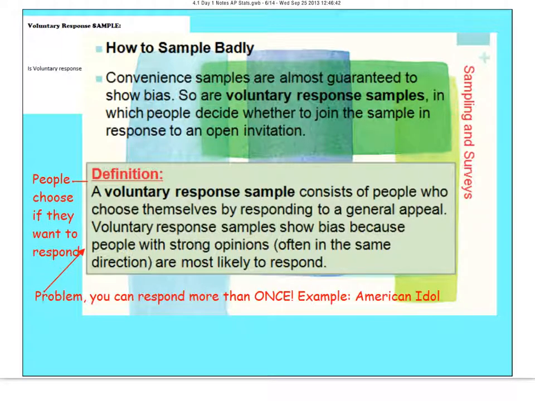So the formal definition is this. It consists of people who choose themselves by responding to a general appeal. Voluntary response samples definitely show bias because people with strong opinions are often the ones who actually answer the surveys. If you don't have an opinion, you most of the time don't even bother doing the survey. So the bias in here is people choose if they want to respond. Another big problem you have to think about if you do a voluntary response setup: how many times can they respond? If you remember back to American Idol, you used to be able to call in as many times as you wanted, which is a major flaw and can cause a major bias in your sampling method.